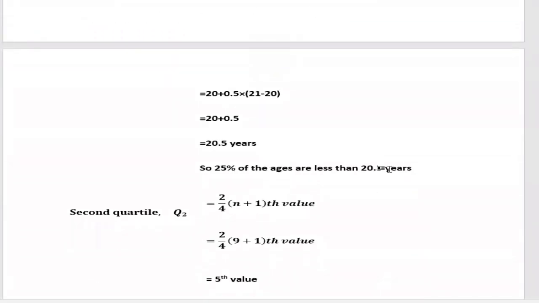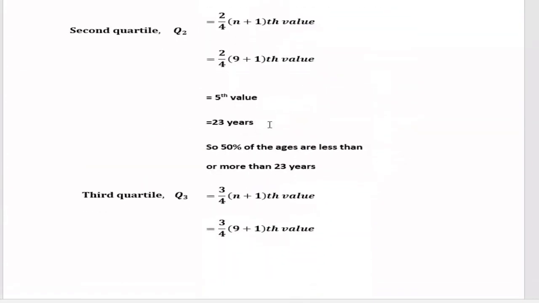So 23 years. We already told what the quartile 2 comment is. Quartile 2 means 50% of the ages are less than or more than 23 years. As quartile 2 divides data into 2 equal parts, 50% of the ages will be less than or more than 23 years.